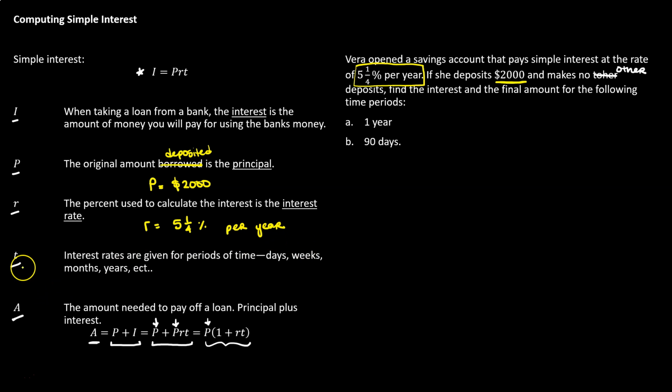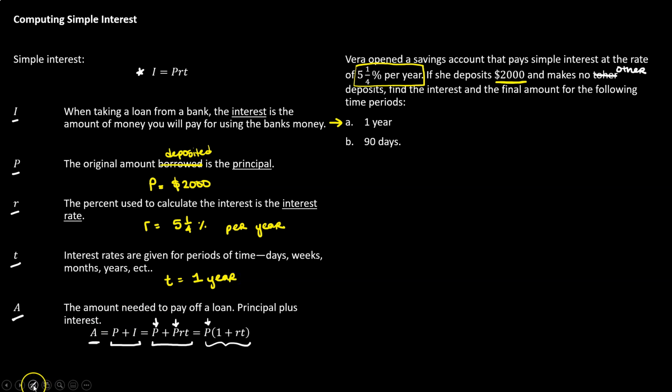The last part, time, t, is actually given in two separate problems. We're going to solve this problem once, looking at just 1 year, and then we're going to solve it again, looking at only 90 days. So let's start with 1 year. If time is equal to 1 year.